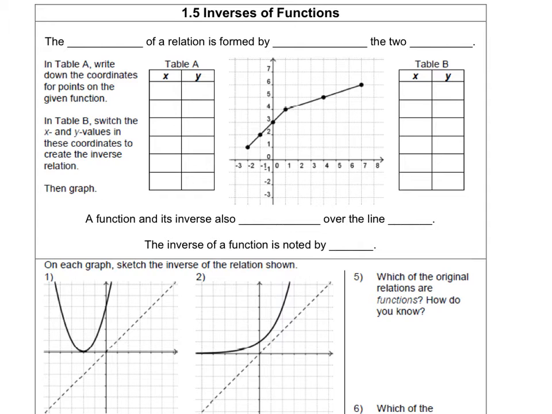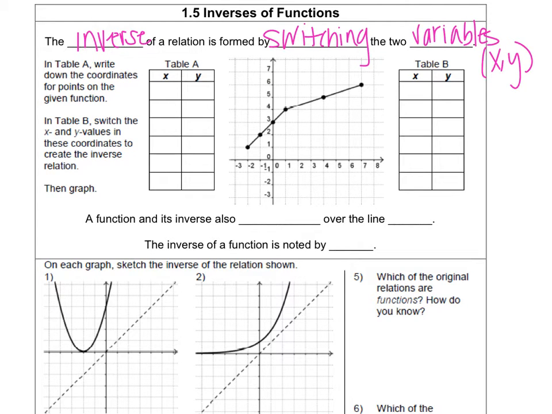Alright, so if you would recall from Algebra 1, the inverse of a relation is formed by switching the two variables. And if we're dealing with functions, our variables are going to be x and y.